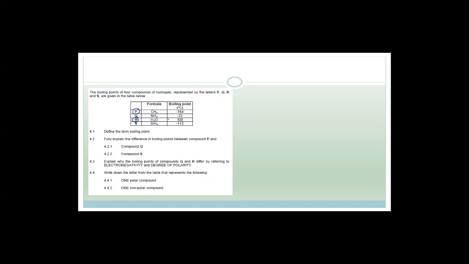Fully explain the difference in boiling points between compound P and that of compound R. If you look at the electronegativities of these two, it says explain by referring to electronegativity and degree of polarity. Do you agree that water actually looks like this? There's an oxygen and two hydrogens, whereas methane is a carbon with a hydrogen. Everywhere I look at the methane, I'm seeing a hydrogen. Whereas over here, I see the hydrogens, but if I came this side, I wouldn't see the hydrogens at all. So now it's saying, explain the comparison between compounds P and, first of all, Q, and then P and S.